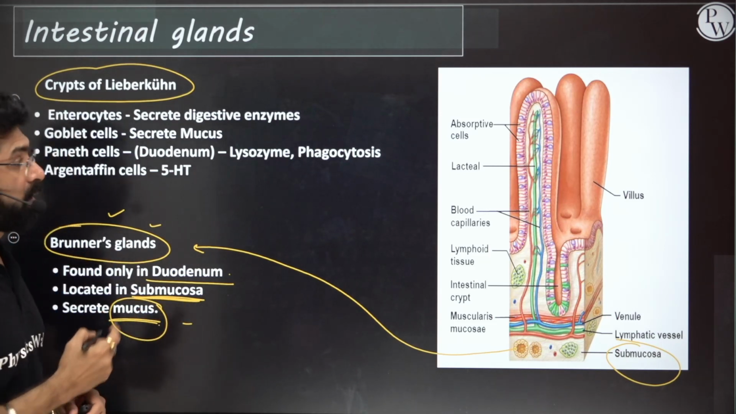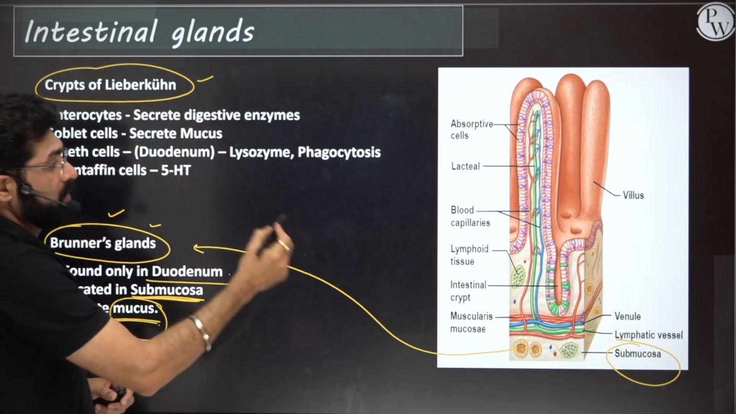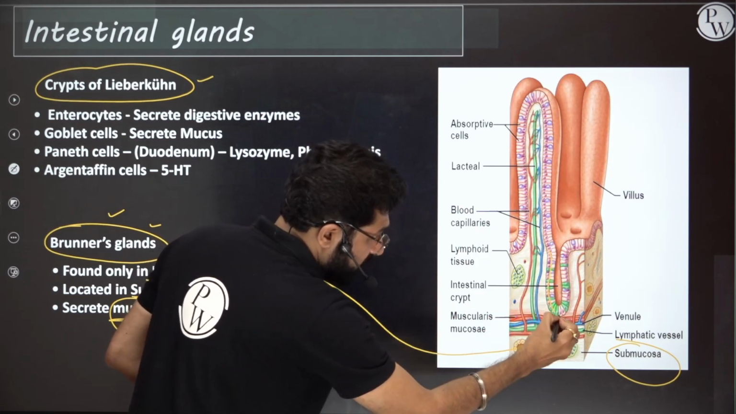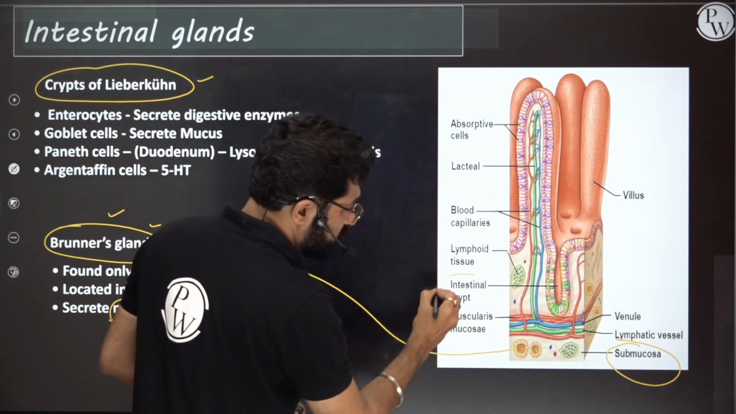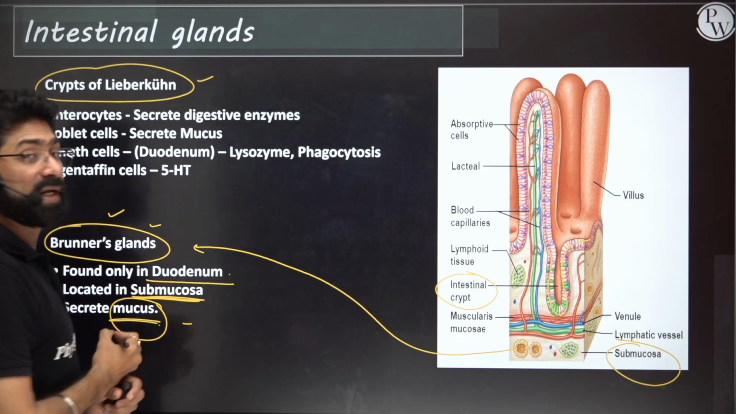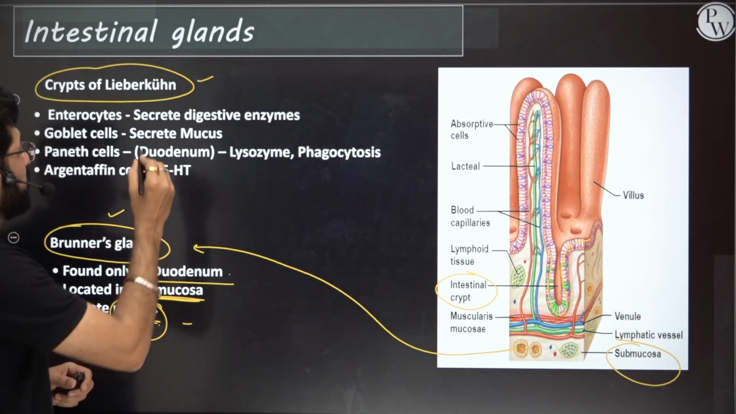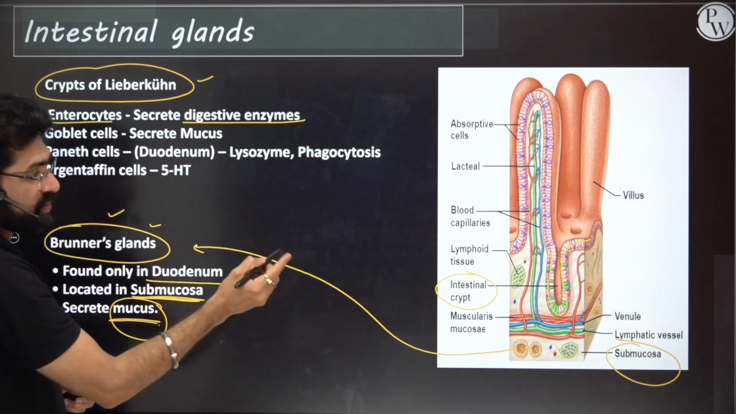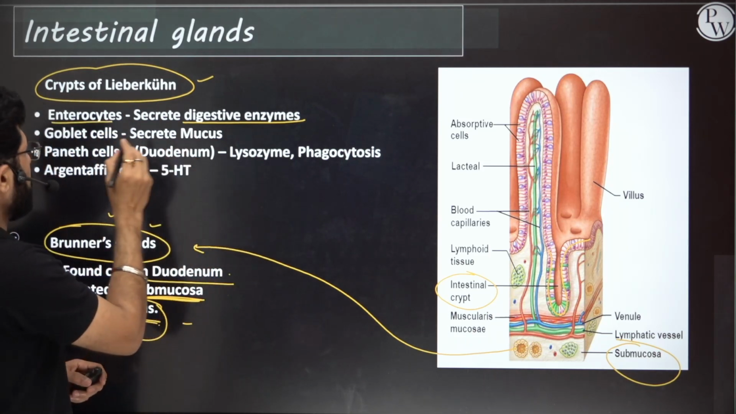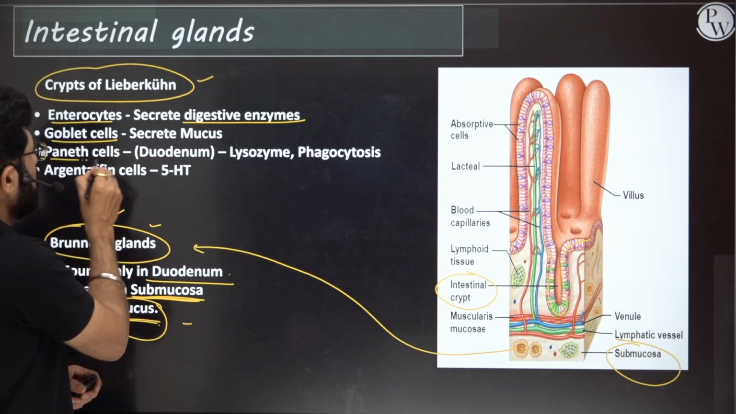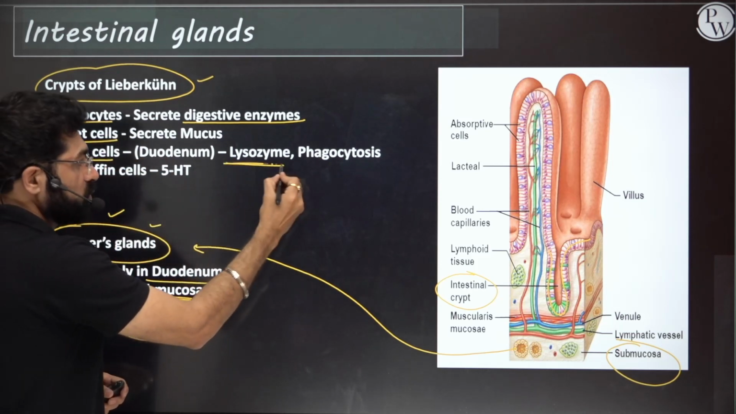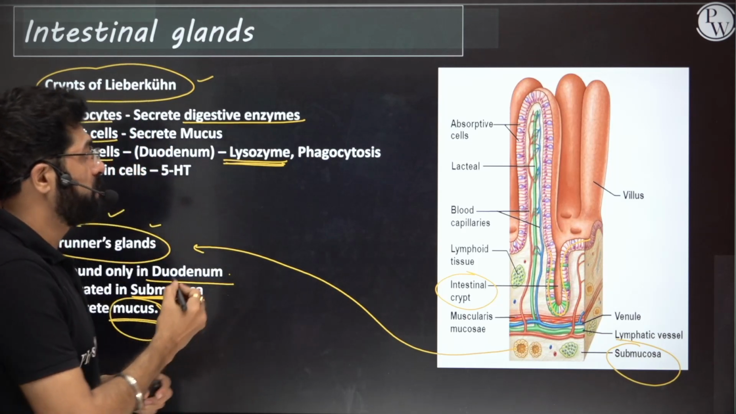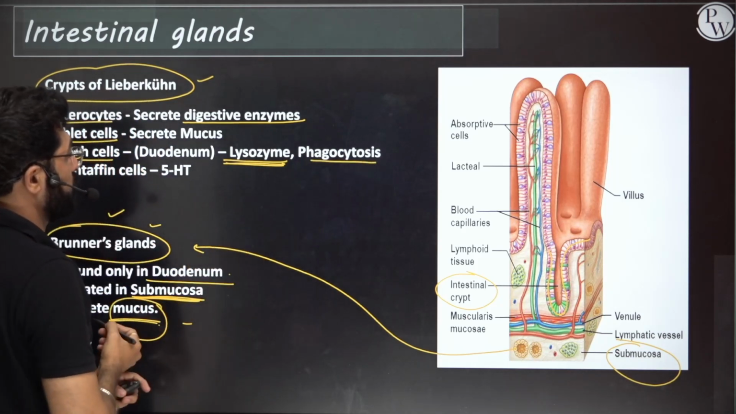Rest, you see the crypts of Lieberkühn. You can see here some crypts going down. These are the crypts of Lieberkühn found in the intestinal region, and they secrete some digestive enzymes. Some cells called enterocytes will secrete enzymes. But there are some cells called Paneth cells, which will secrete lysozyme, which is antibacterial. And it goes for phagocytosis also.